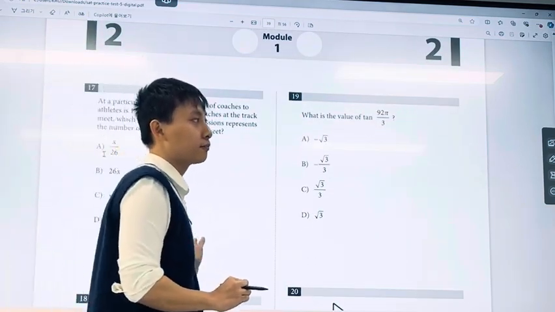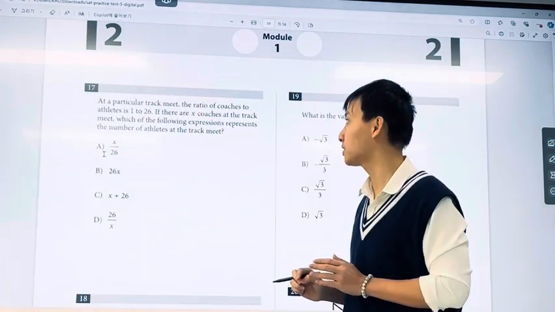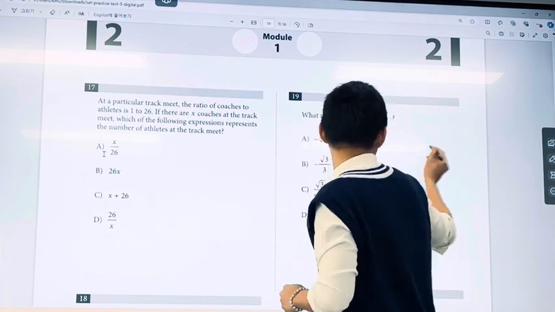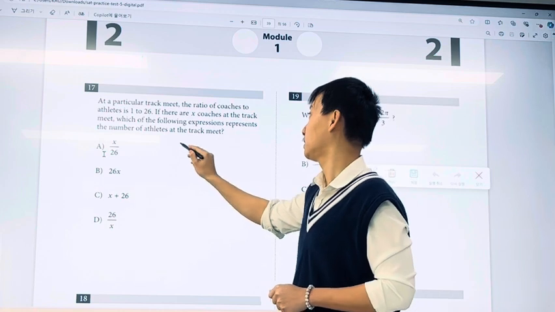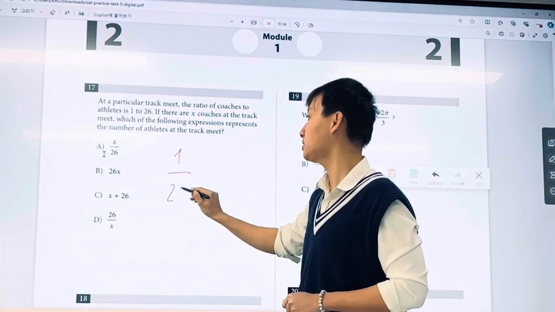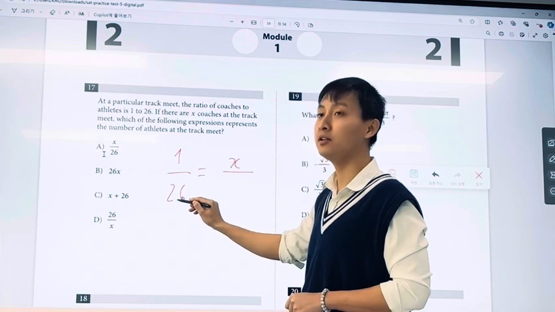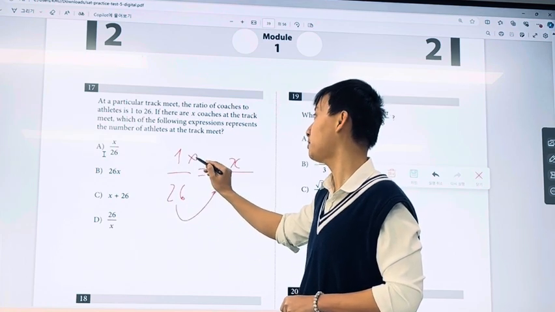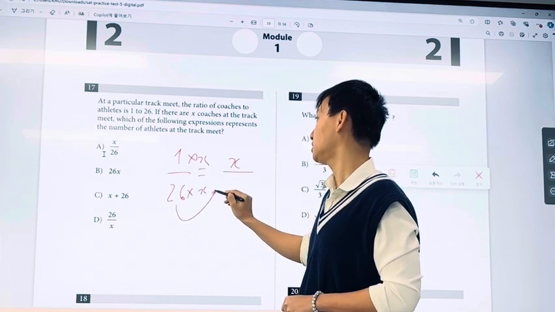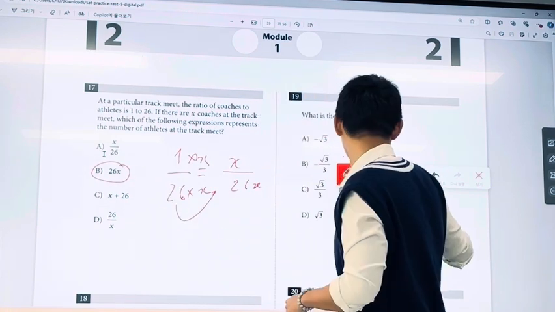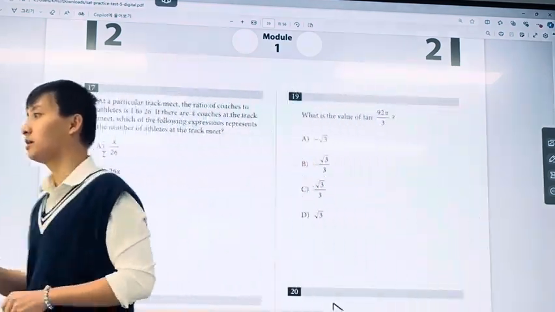Question 17. What does the question give us now? The ratio between coaches and athletes is 1 to 16. You are given that the number of coaches is x. So the number of athletes is, you multiply both sides by x, it's going to be 16x. Good, B is the correct answer.